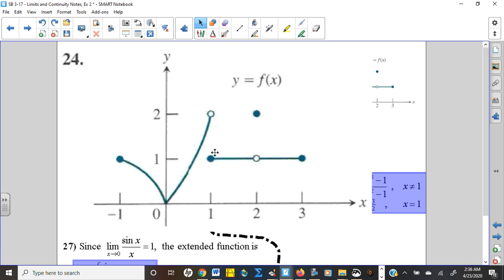24 was this guy right here, and it looks like we start at -1. We're fine until we get to, it looks like, 1. We have a jump discontinuity. At x equals 2, we have a removable discontinuity. And then it's done at x equals 3, isn't it? So over its defined domain of -1 to 3, there are 2 discontinuities, at x equals 1 and x equals 2.